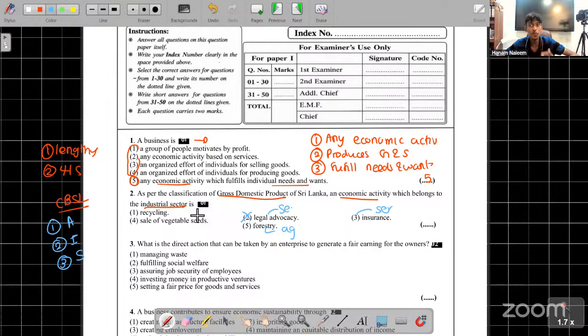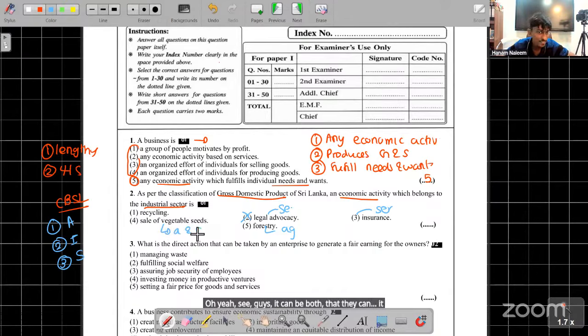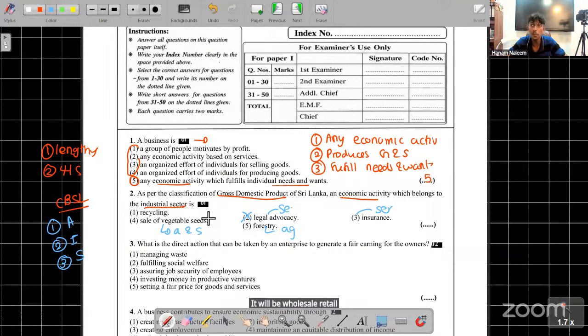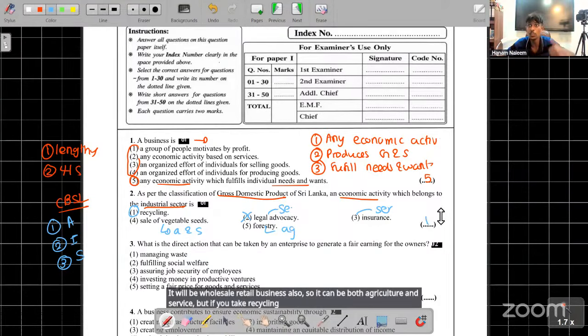What else? See guys, it can be both. It can be agriculture and service. Why agriculture? Seeds, something connected to nature, an agriculture product. Why is it a service? Because you're selling. You're not producing, you're selling. Selling means maybe you can buy and sell. Very good. It can be a trade. It can be a wholesale or retail business also. So it can be both agriculture and service. But if you take recycling, you convert a waste into a new product. So you're manufacturing. So it falls under industry.